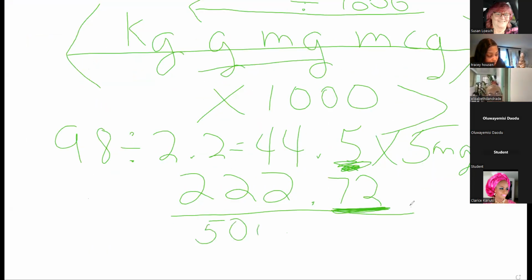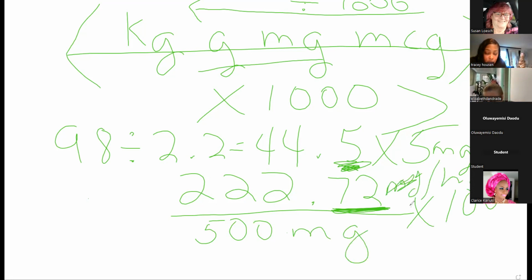So put that over the 500 per 100. Now, remember, both of these are milligrams, right? So that's going to cross out. This is milligrams per hour, actually. That's going to cross out, okay? And then we're left with mLs per hour. Do you see that? Does everybody see that?